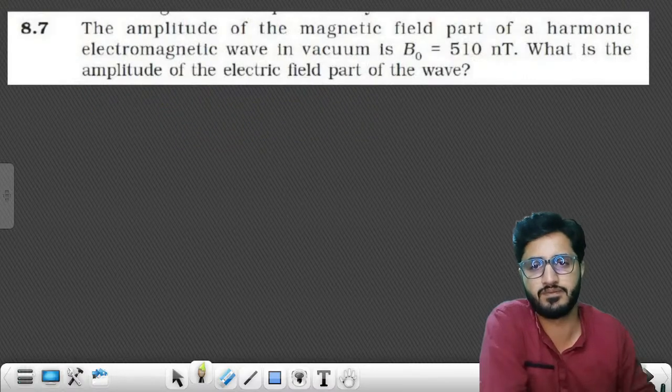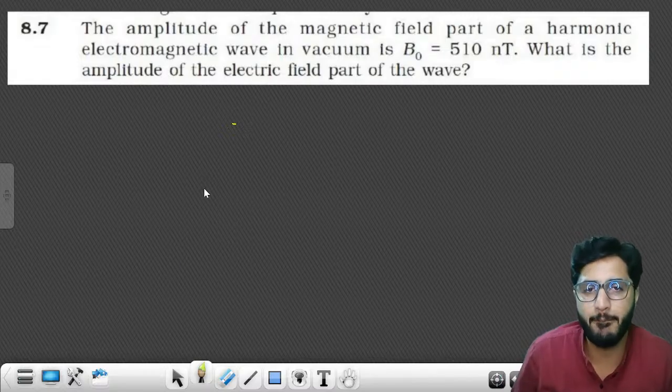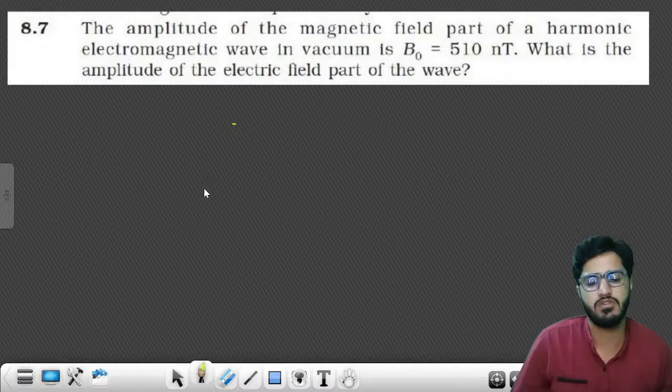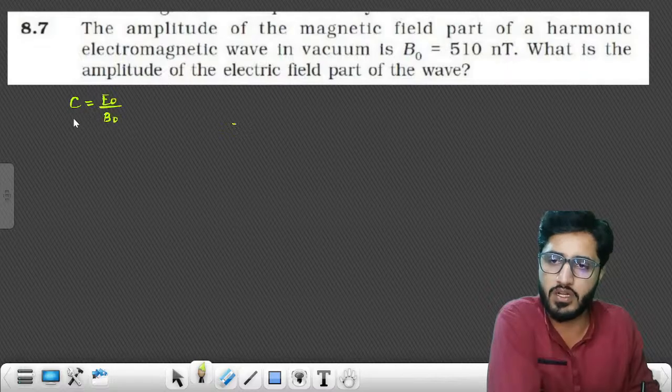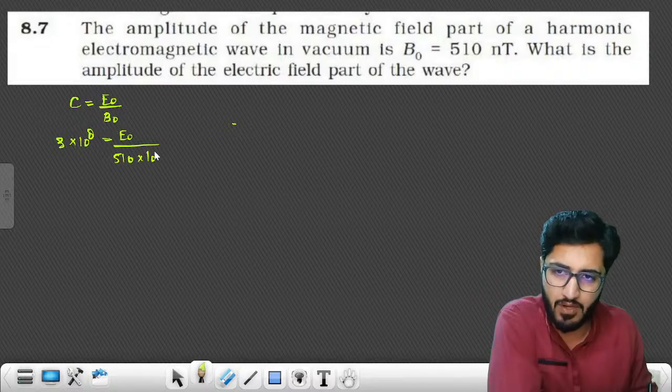Next one now. The question is, the amplitude of the magnetic field, that is B naught, of a harmonic electromagnetic wave in vacuum is 510 nanotesla. What is the amplitude of the electric field? Very simple. How, sir? Because C equals E naught by B naught. C is 3 into 10 to the power 8. We need to find E naught. And what is B naught? B naught is 510 multiplied by 10 to the power minus 9.